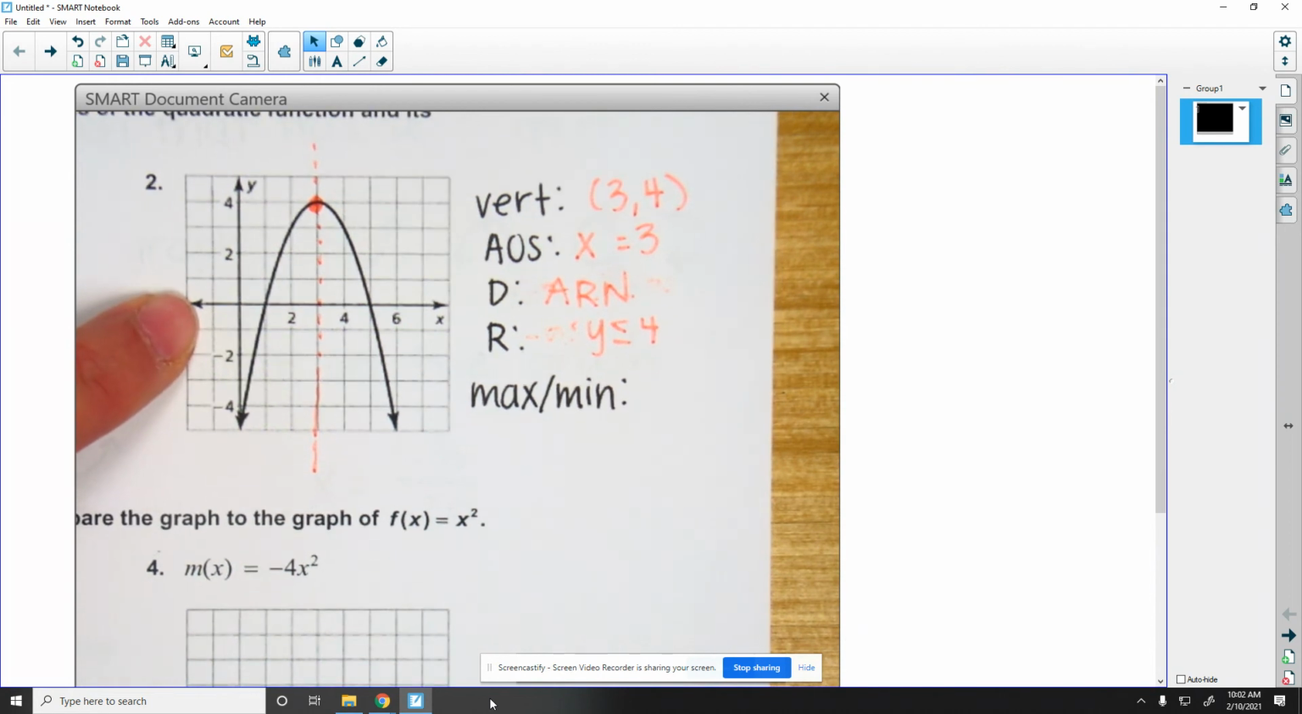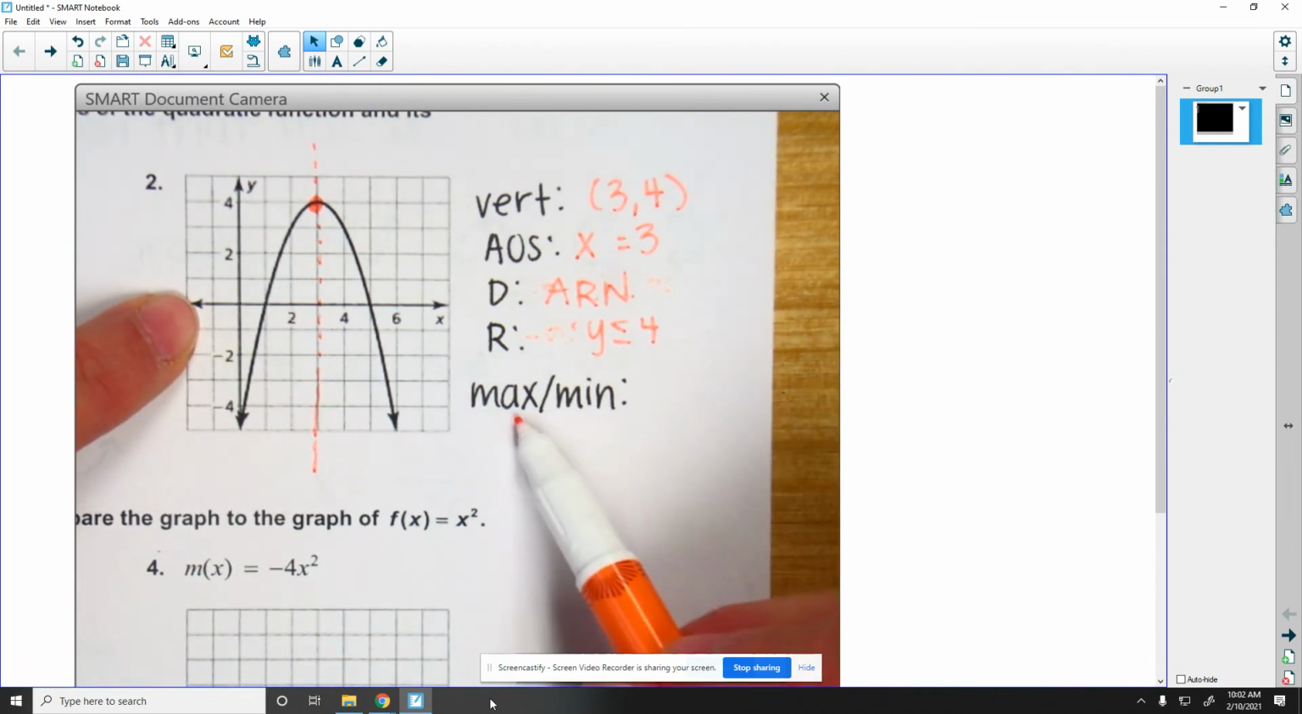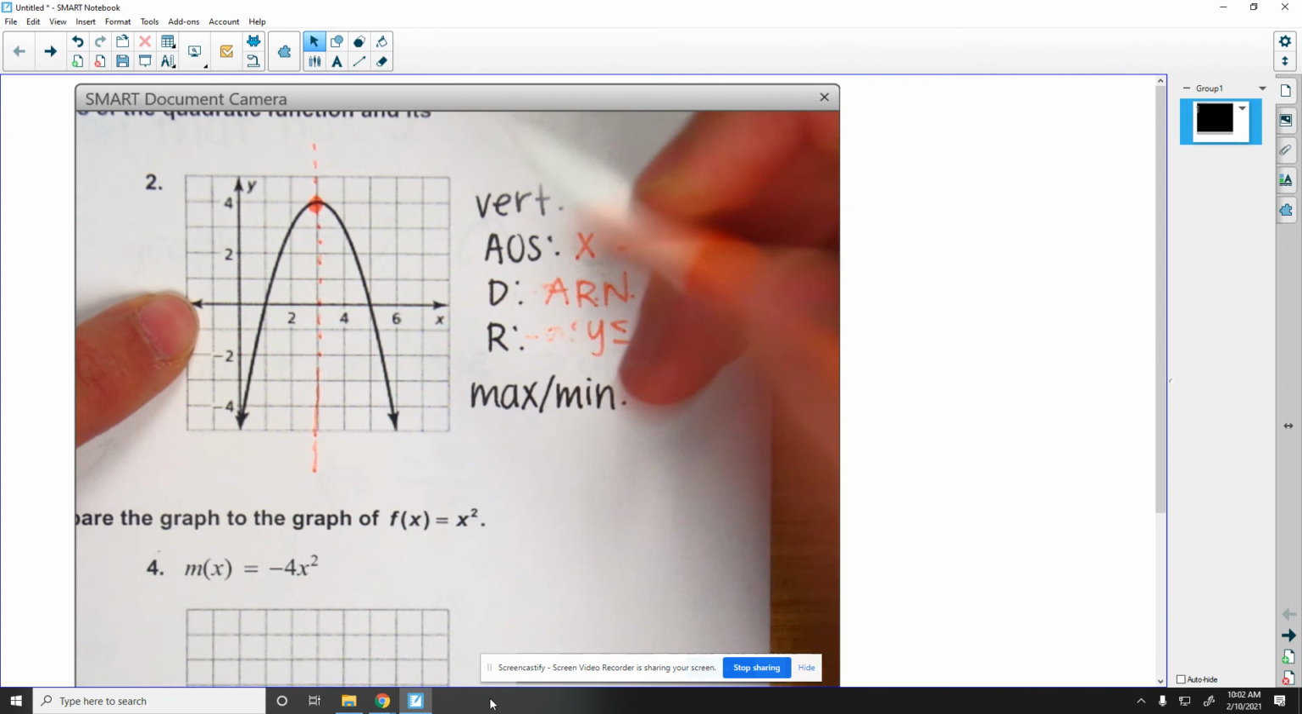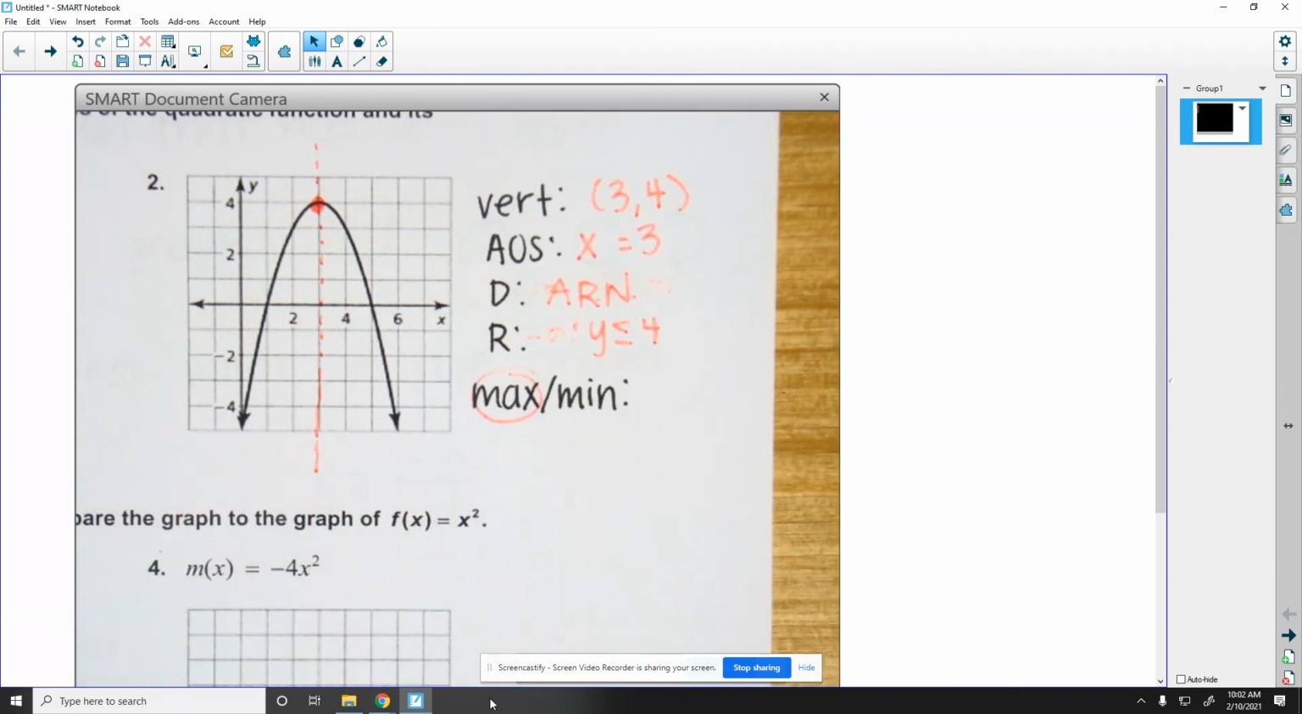Okay, somebody that has not spoken yet online, does this picture have a maximum point or a minimum point? Look at the vertex. Max. Yes, because you see how up here it's the highest, so it's a max.